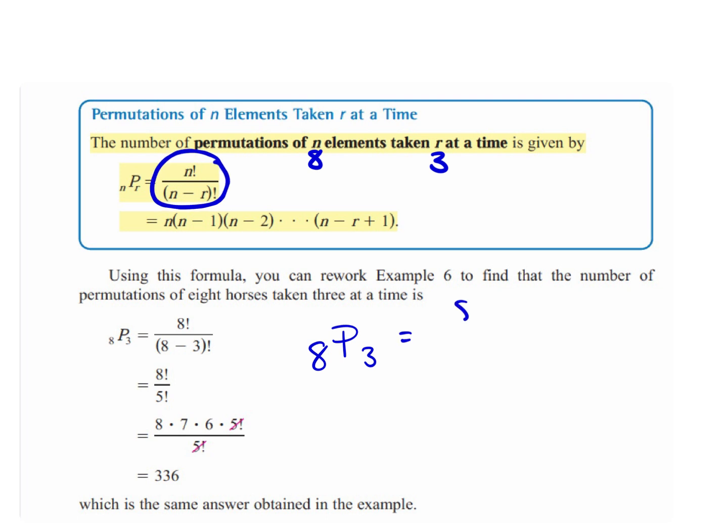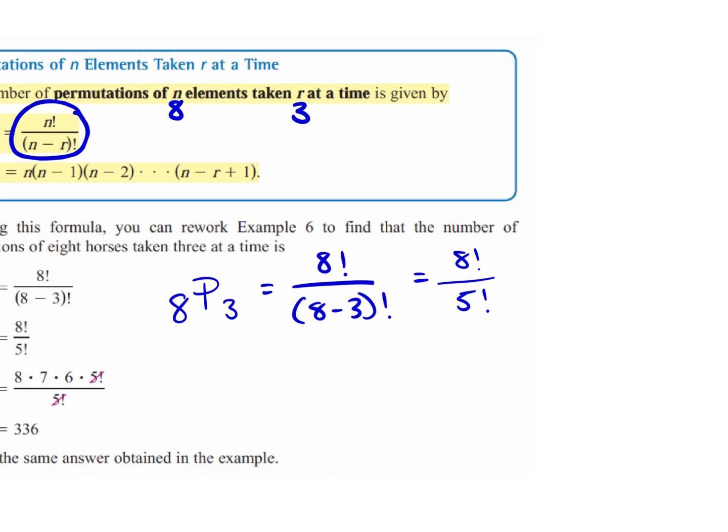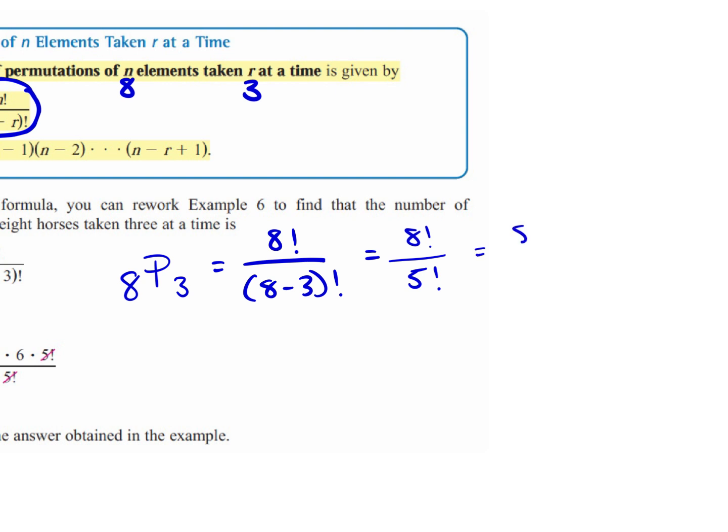So this would be 8 factorial over 8 minus 3 factorial. So here we have 8 factorial over 5 factorial. 8 factorial is 8 times 7 times 6 times 5. I could stop here because I see that I have a 5 factorial on the bottom, and we know that these are going to cancel. So I'm just left with 8 times 7 times 6, which is exactly what we did in the last question. So this is like the algebraic way that we could find our answer.